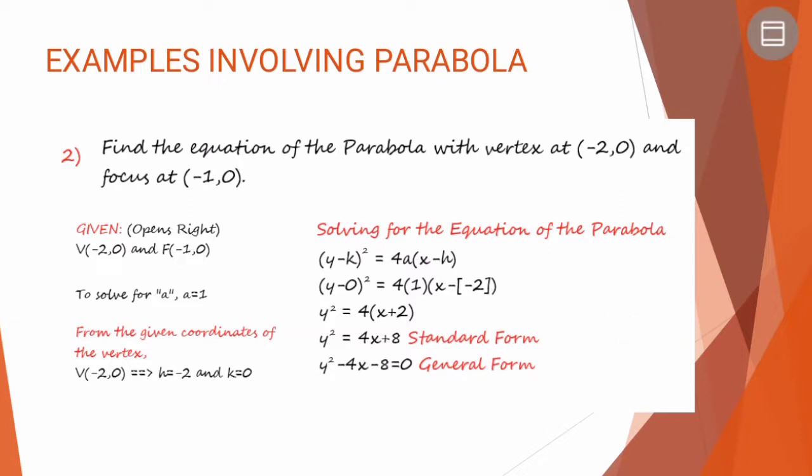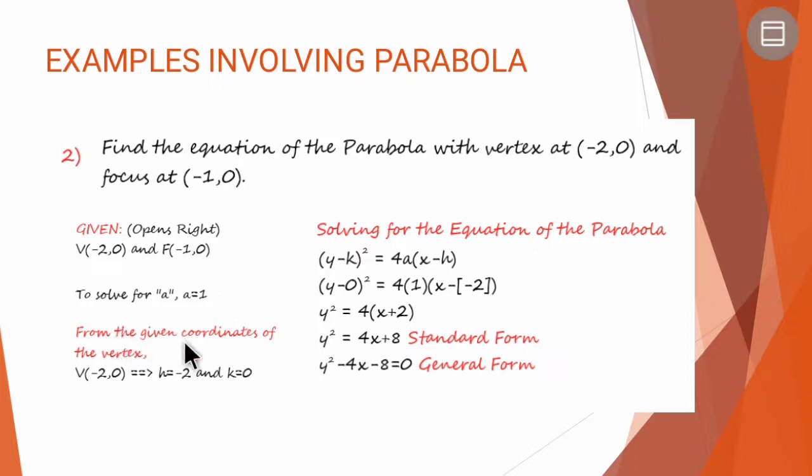What if the vertex is not at the origin? Find the equation of the parabola with vertex at (-2, 0) and focus at (-1, 0). Given, it opens right. It opens right again, but there is no graph given, so you won't see a graph. So we have vertex (-2, 0) and focus (-1, 0). To solve for a, a is equal to 1.